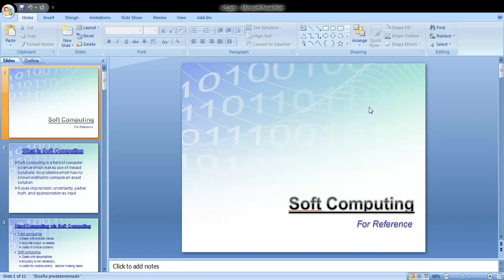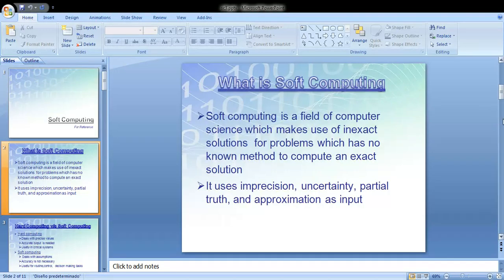Nowadays I think all of you are aware of AI. Soft computing tends toward AI, fuzzy logic, genetic algorithms and other related things. So let's come to the second slide, which is the definition of soft computing.